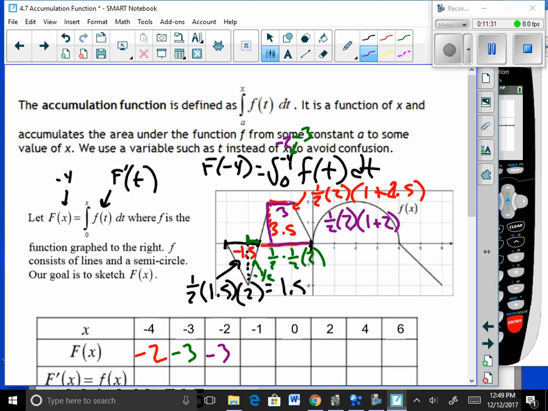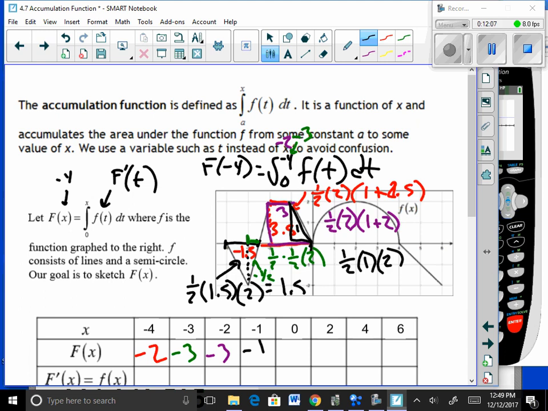Okay, now when I do negative 1, at negative 1, I just have a triangle there. So the formula for area of a triangle is a half times the base, which is 1, times the height, which is 2, which will all equal 1. So 0 to negative 1 is the opposite of negative 1 to 0. So negative 1 to 0 is 1, which means mine is going to be the opposite of that, which is negative 1.